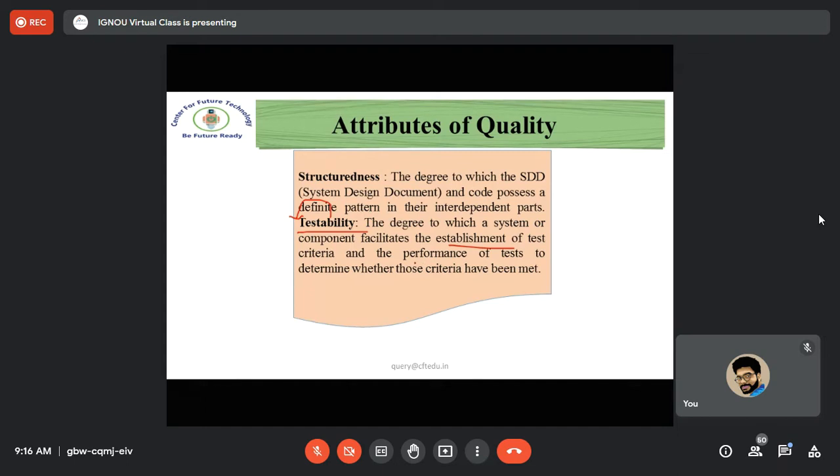So once the testability is ensured, then the performance of the test will determine whether those criteria have been met or not. That can be ensured.